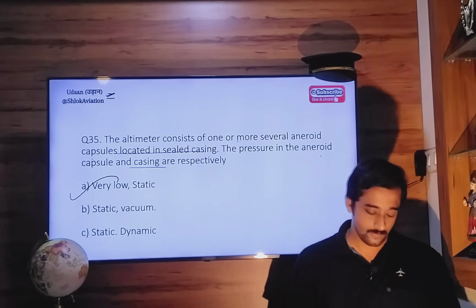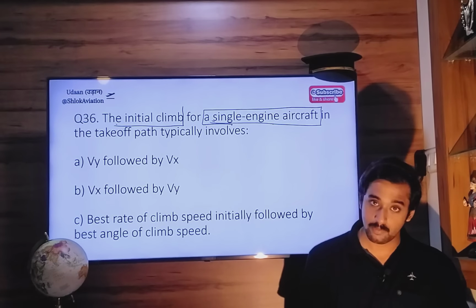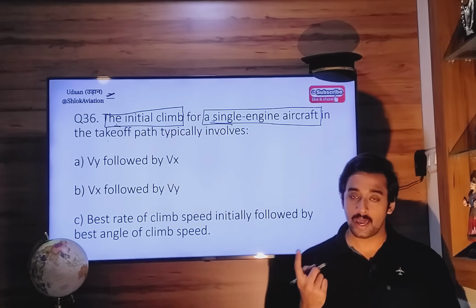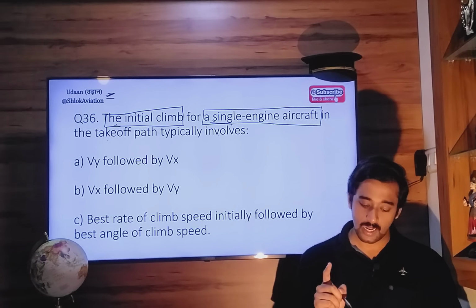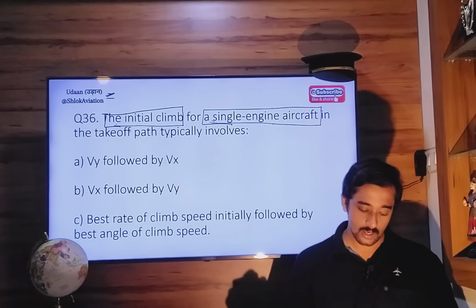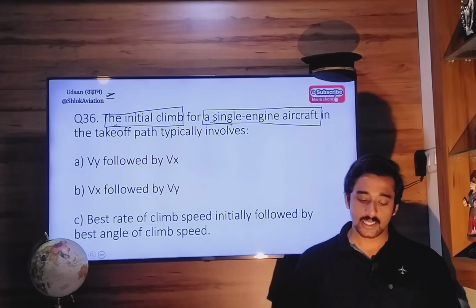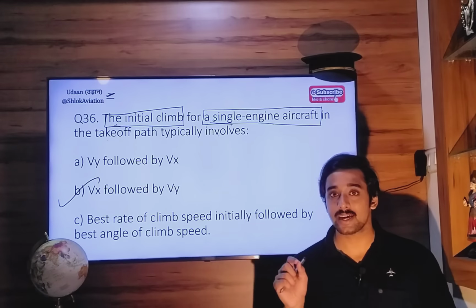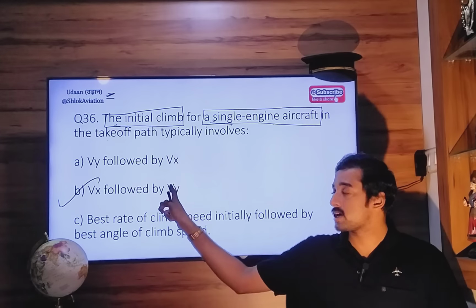So option A. 36. The initial climb for a single engine aircraft. So they are talking about a single engine aircraft. Initial climb, beginning from takeoff, involves Vx, best angle of climb speed, followed by Vy, best rate of climb speed. Since it's a single engine general aviation aircraft, it will first fly at Vx, best angle of climb speed, and then it will increase its forward speed to the best rate of climb speed.